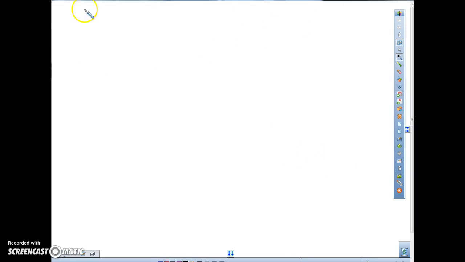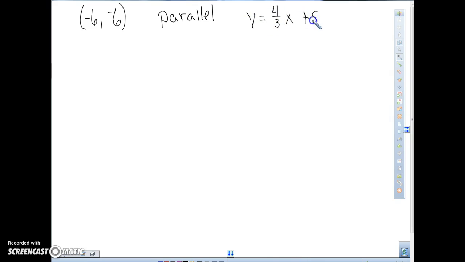Let's do another problem. It passes through the point (negative 6, ...), and again, it would probably be best for you to pause it and try these on your own. And it's parallel to y equals 4/3 x plus 8, which means they have parallel lines. They have the same slope. So our slope for our new line is going to be 4/3. All we have to do is find our b. So let's plug everything in.